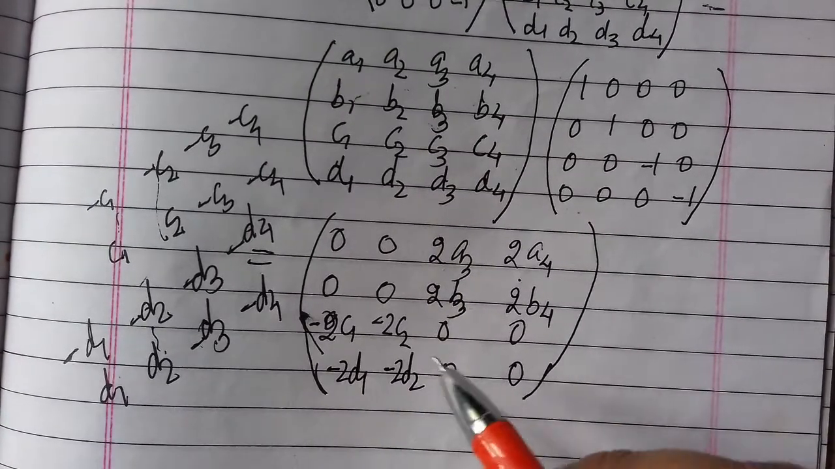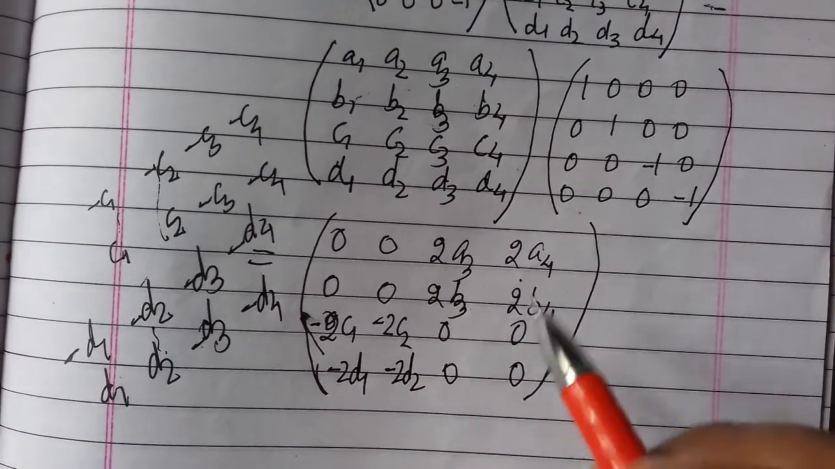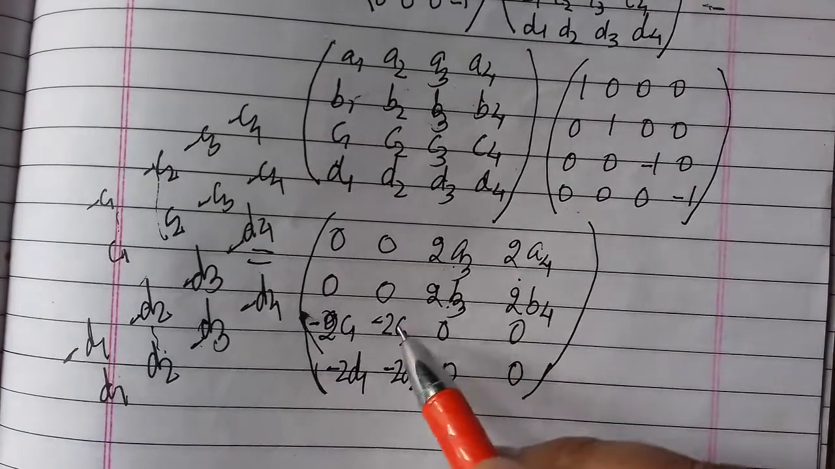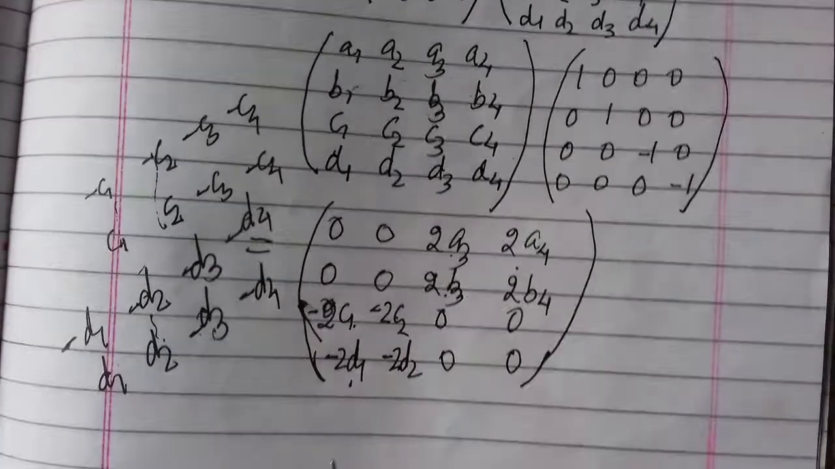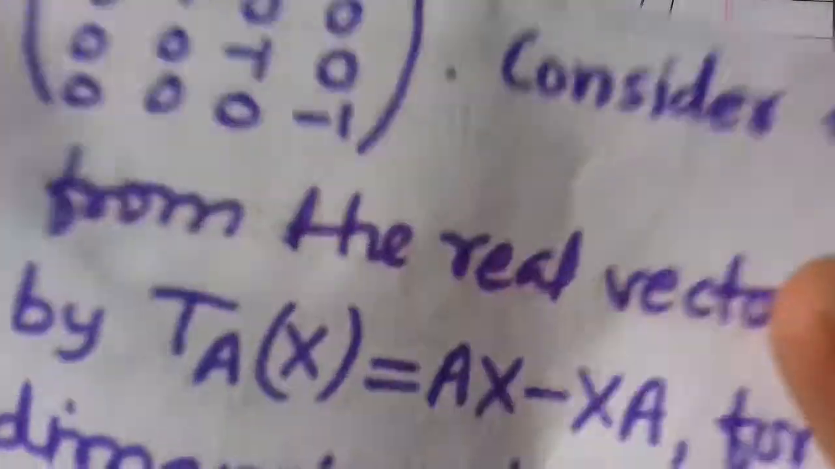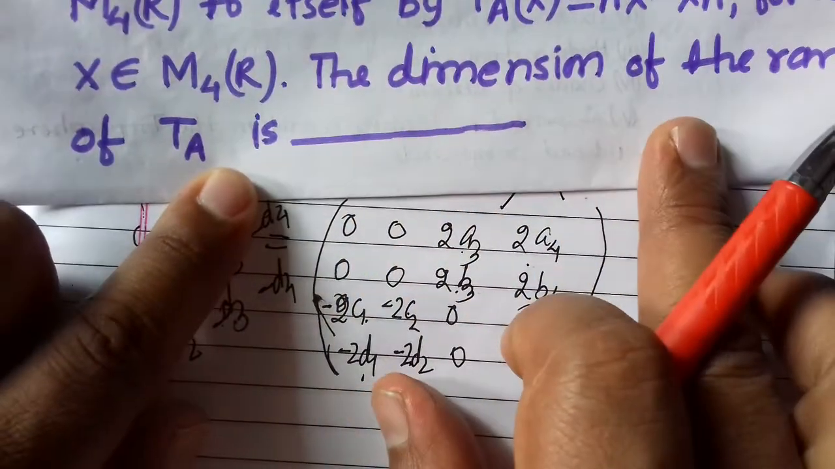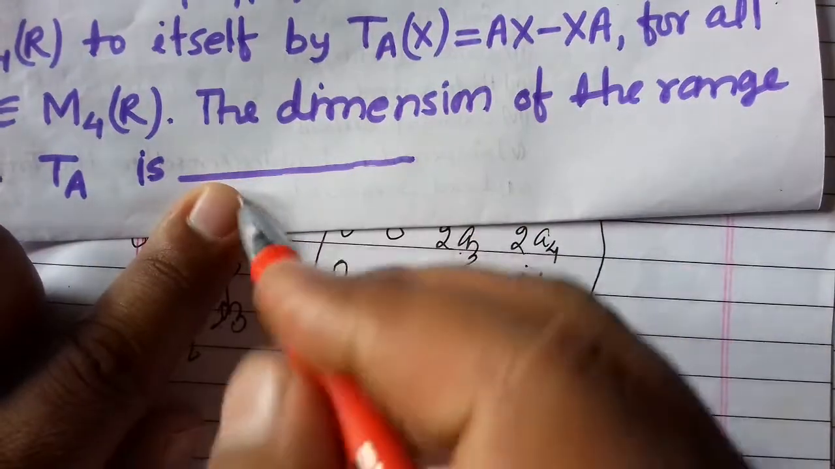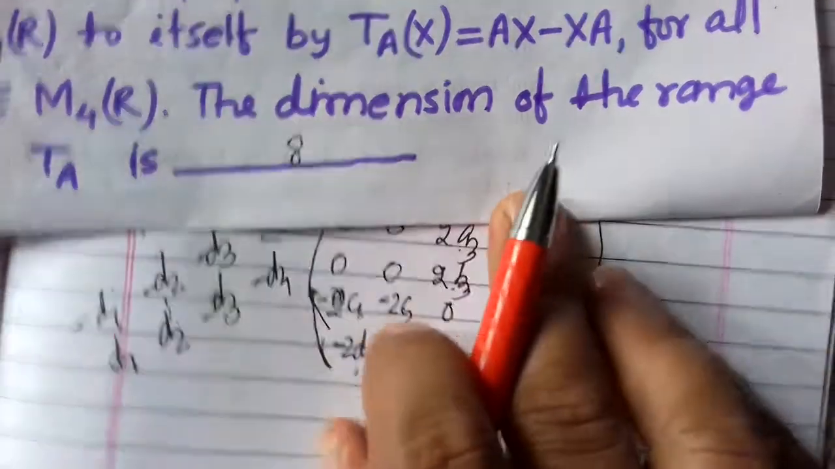In this you see 8 distinct symbols: 1, 2, 3, 4, 5, 6, 7, 8. So the answer will be 8, and here you see the dimension of the range of TA will be 8. So 8 is the right answer.